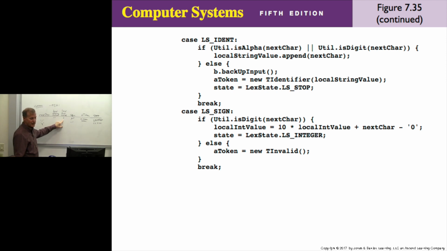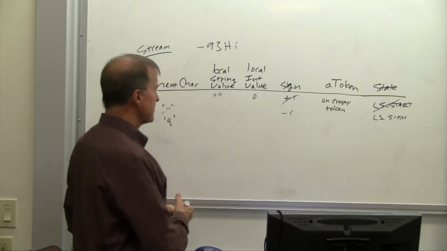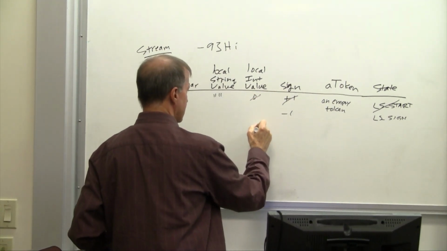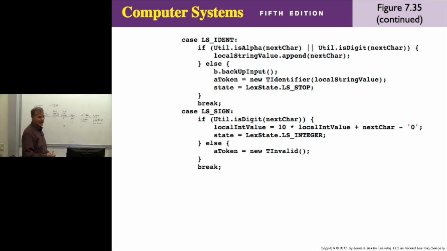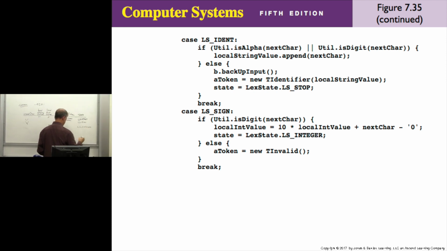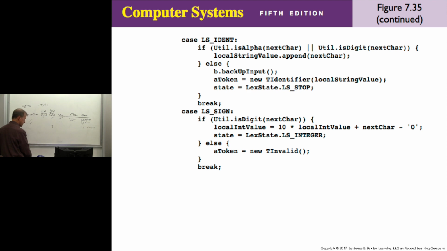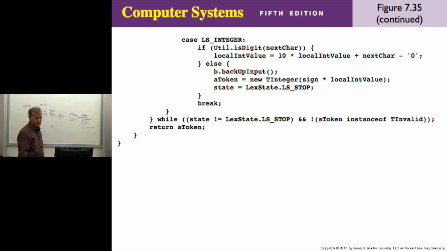Plus nextchar minus 0. So what number is that? What integer value is that? 9. So this local int value gets 9. Are we good? And state gets what? LS integer. All right? And then we break. And then else, and then we break. All right? And we go down to the test.